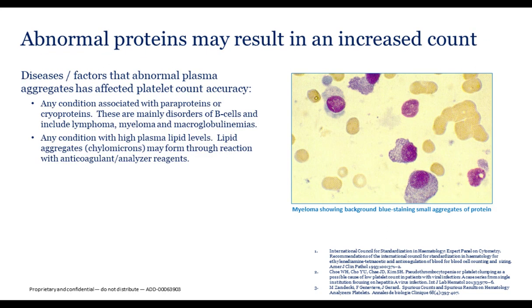Abnormal proteins may result in an increased count as well. Diseases or factors where abnormal plasma aggregates have affected the platelet count can impact many of the methods, especially the impedance platelet count. Conditions are associated with paraproteins or cryoproteins, mainly disorders of B cells, and include lymphomas, myelomas, and macroglobulinemias.